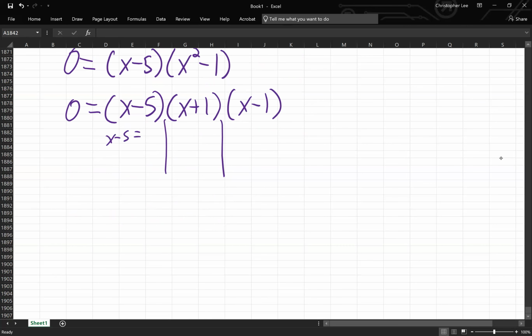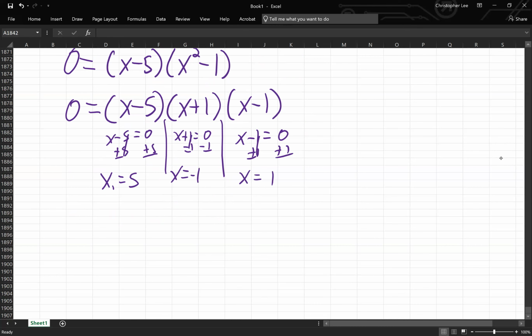X minus 5 equals 0, plus 5, plus 5. X is equal to 5. X plus 1 equals 0. Subtract 1, subtract 1. X equals negative 1. X minus 1 equals 0. Add 1, add 1. So x equals positive 1.